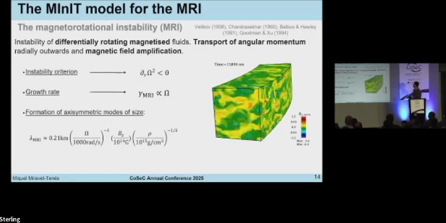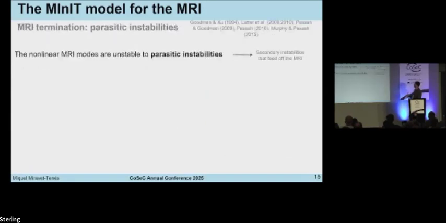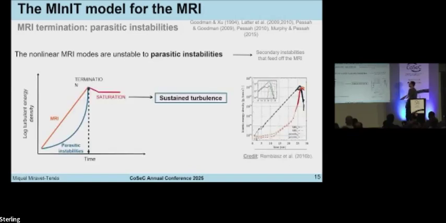And what's going on here? Why do we have this disruption of the channel modes? These nonlinear MRI modes are unstable to the so-called parasitic instabilities, which are secondary instabilities that feed off the main instability, the MRI. Here we have, in log scale, the exponential amplification of the MRI, and these secondary modes grow super exponentially until they reach more or less the same amplitude as the MRI, and will lead to a saturated state of sustained turbulence.